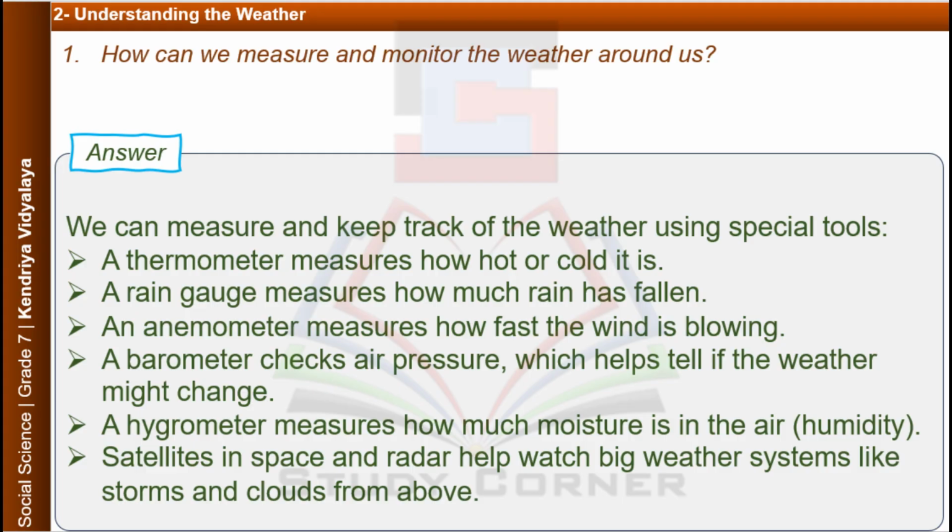A thermometer measures how hot or cold it is. A rain gauge measures how much rain has fallen. An anemometer measures how fast the wind is blowing. A barometer checks air pressure, which helps tell if the weather might change. A hygrometer measures how much moisture is in the air, humidity. Satellites in space and radar help watch big weather systems like storms and clouds from above.